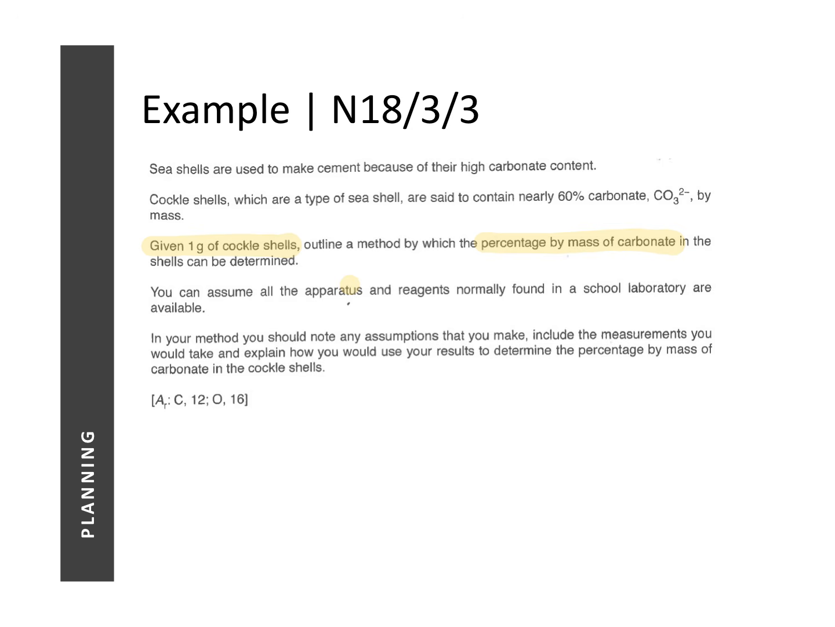So let's go through the 3 pre-planning considerations. Firstly, the aim. What is the aim? The aim is to find out the percentage by mass of carbonate in 1 gram of cockle shells. That is the aim. Okay, what is the approach?